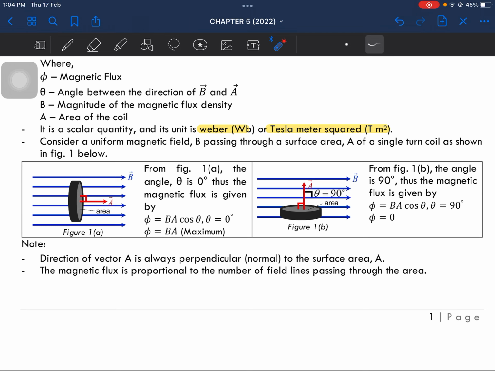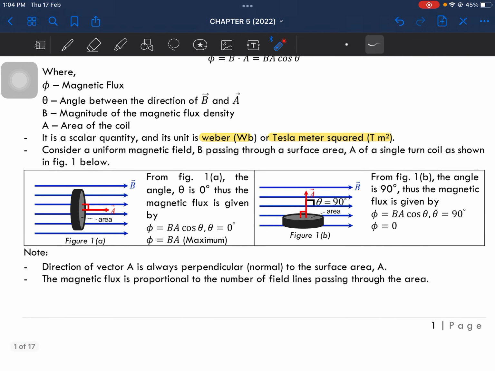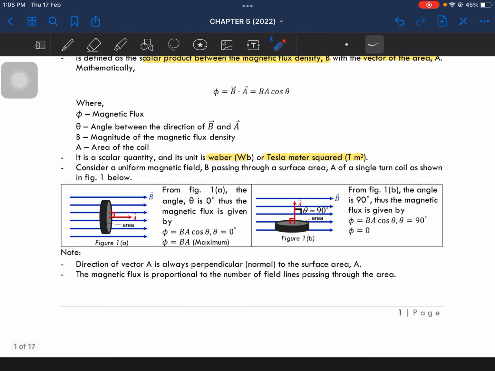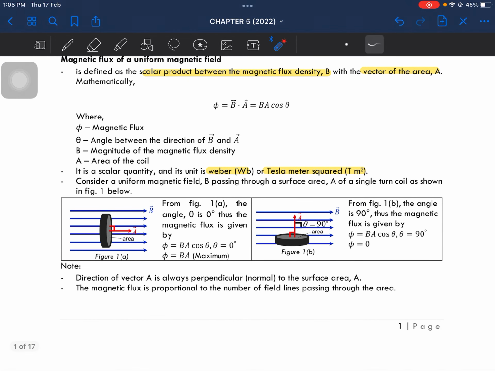The other one shows where the vector area is 90 degrees to the magnetic flux density. Because the vector area is perpendicular to the magnetic flux density, that gives us a magnetic flux value equal to 0. This is a minimum and this is a maximum. The direction of vector A is always perpendicular to the surface area, and the magnetic flux is proportional to the number of field lines passing through the area.